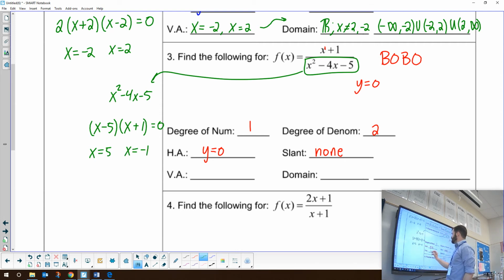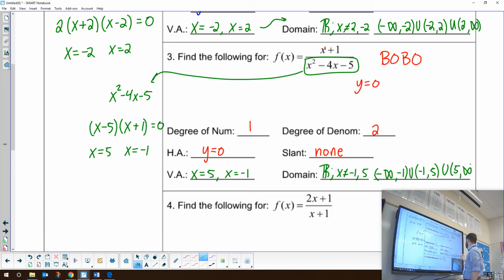So there are my vertical asymptotes, x equals 5 and x equals -1. So my domain is going to be all real numbers except x can't equal -1 or 5. So it's going to be -infinity to -1, union -1 to 5, union 5 to positive infinity.